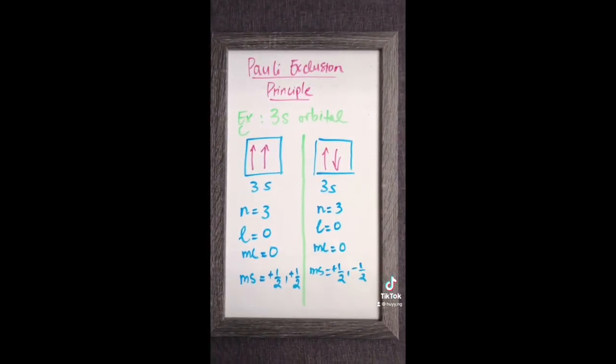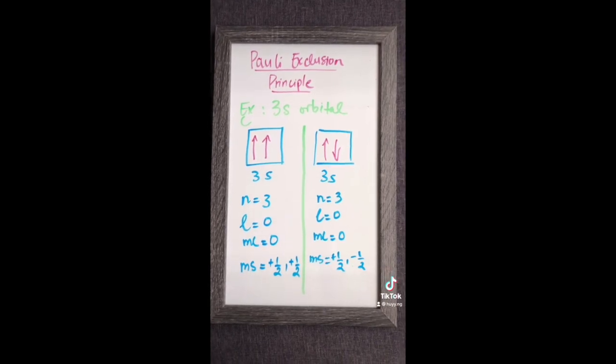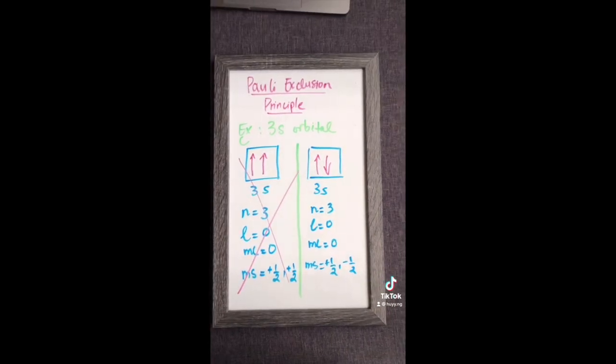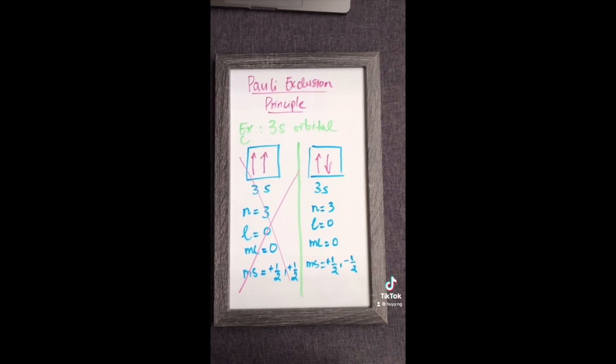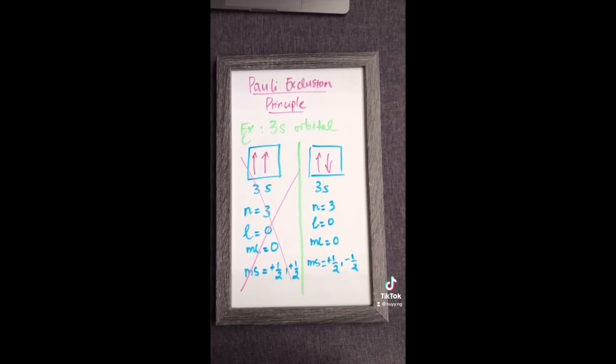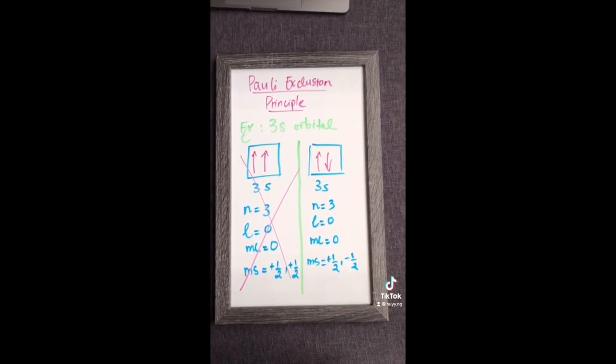In the first example, 2 electrons are spinning in the same direction, which makes them have the same ms value, which violates the Pauli exclusion principle. Therefore, the second example is right, and 2 electrons have to have opposite spins.